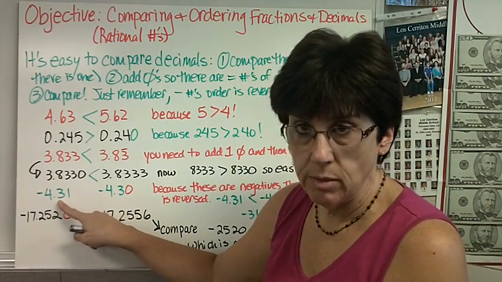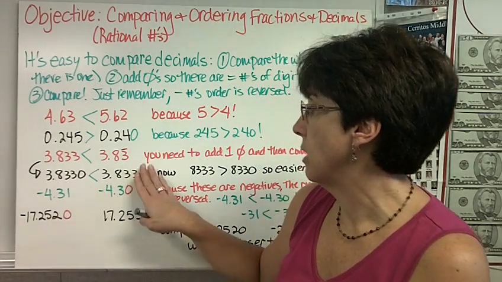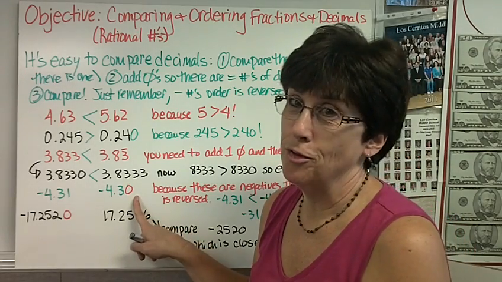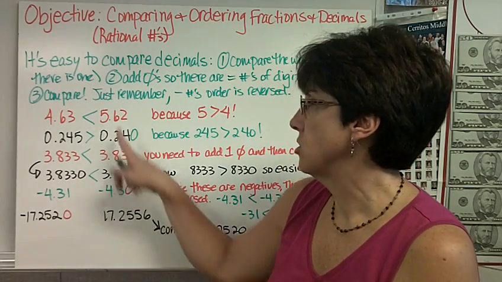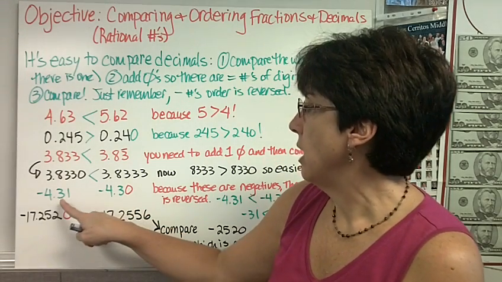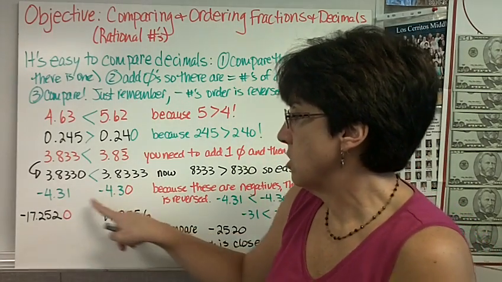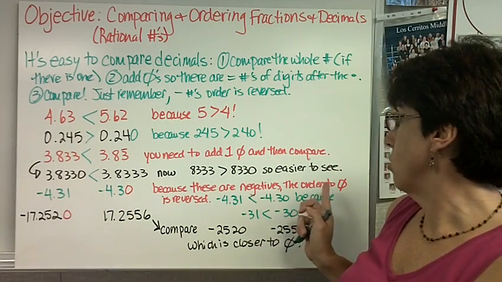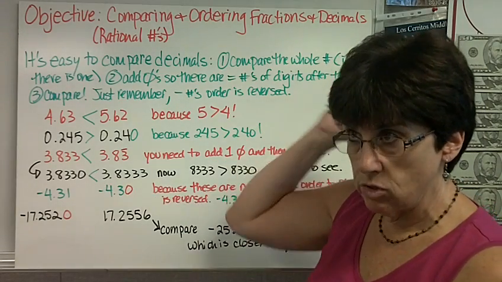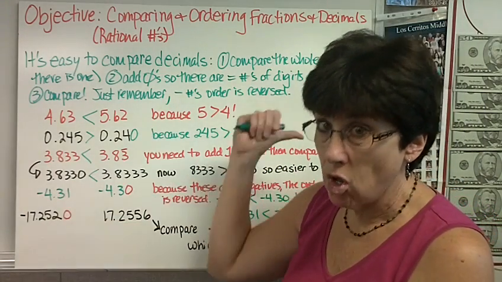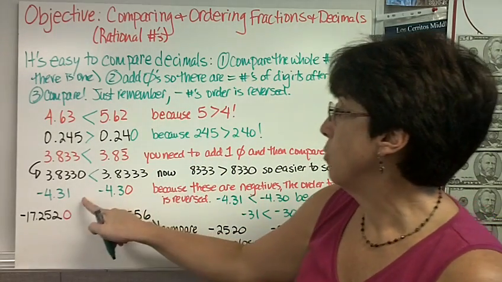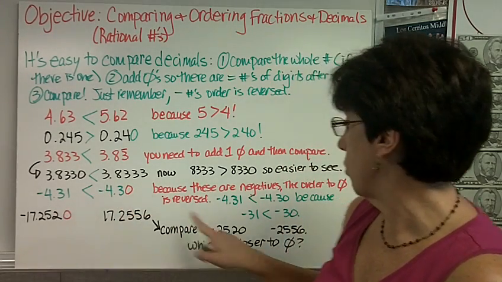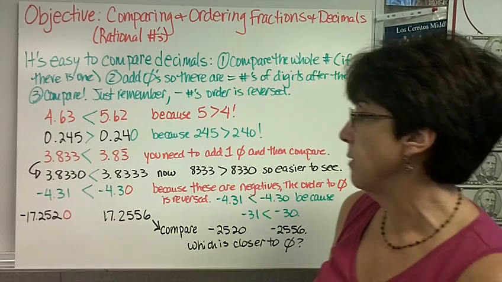All right, now I'm in negative land. I have negative 4.31 and negative 4.3. Add a 0. Notice only the first one you could compare the whole numbers, because that's how it normally is. It's too easy if you're comparing whole numbers. So now let's just compare 31 and 30. Because these are negatives, the order to 0 is reversed. Instead of getting bigger as you go away from 0, now you get smaller as you go towards 0. So negative 4.31 is farther away. Negative 31 is farther away than negative 30.